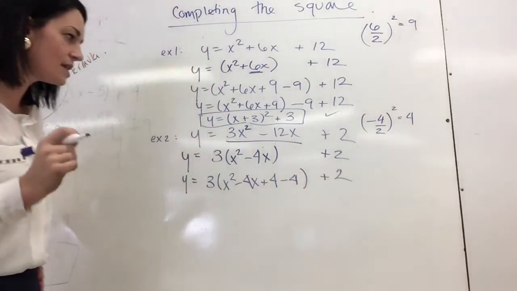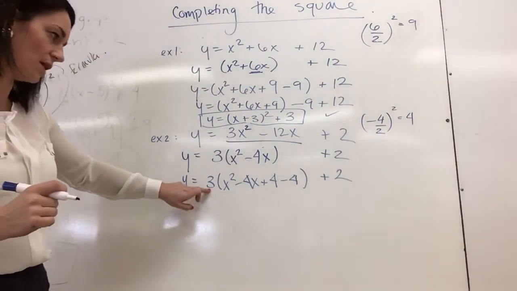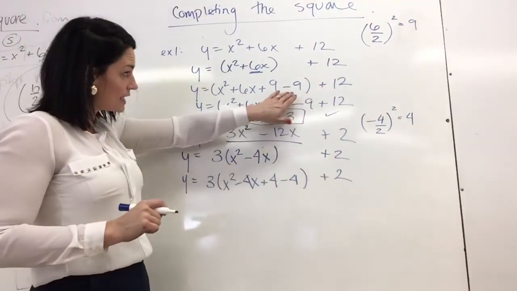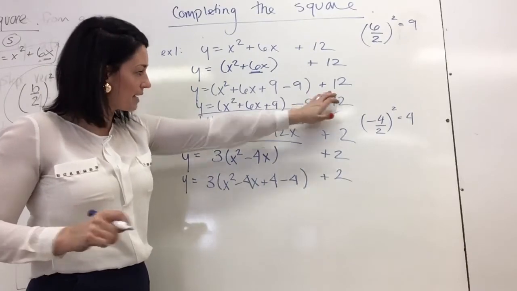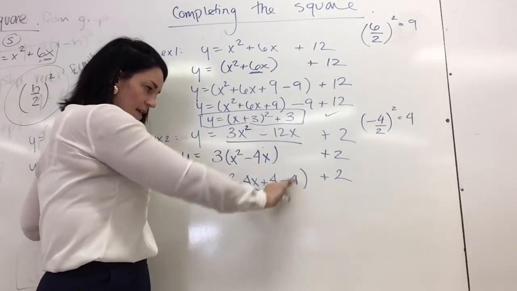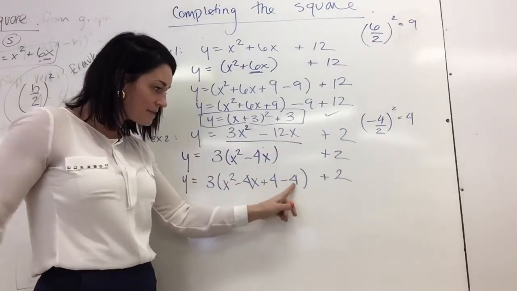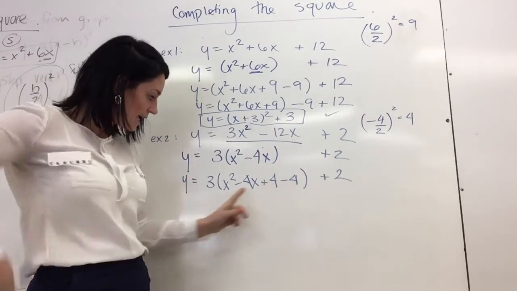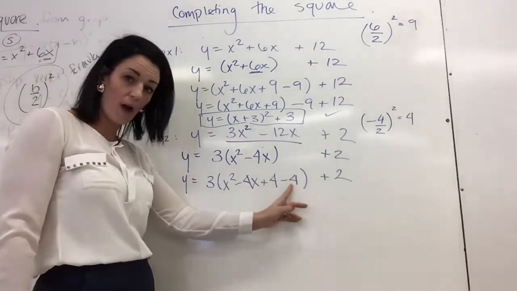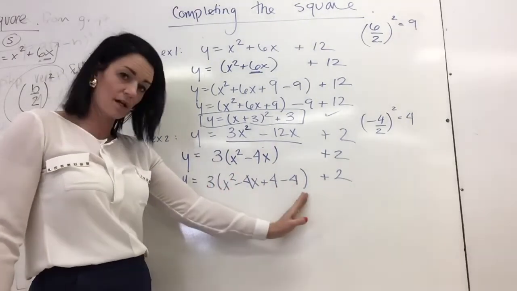Okay, now this is where it gets tricky when the a value is other than 1. You want this minus 4 to come out of this bracket, just like we did here. We wanted the minus 9 to come out of the bracket because we only want this piece, because that's what makes the perfect square. So I want this minus 4 to come out. But when he comes out, he's not minus 4. He's actually minus 12 because everything in here is multiplied by 3.